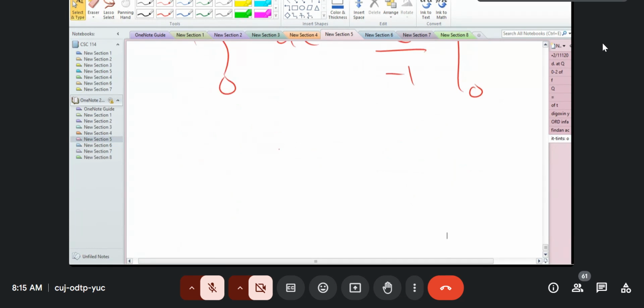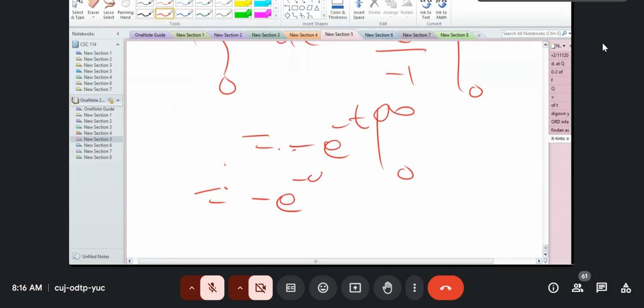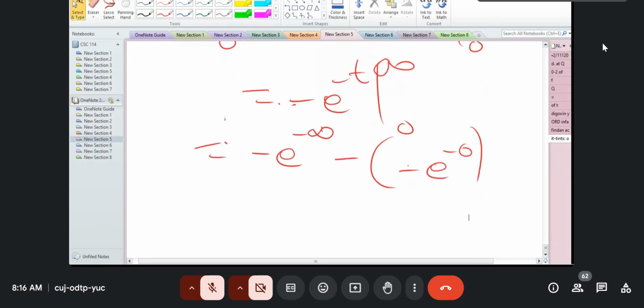This is the same thing as negative e raised to minus t. We evaluate this between 0 and infinity. We plug in the limits, starting with the upper limit. This is equal to minus e raised to minus infinity, minus in brackets, we subtract the lower limit, minus e raised to minus 0. What is e raised to negative infinity?